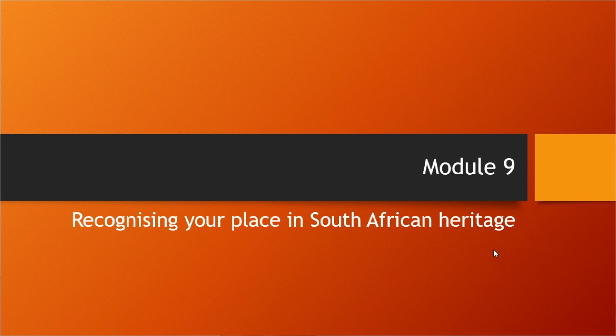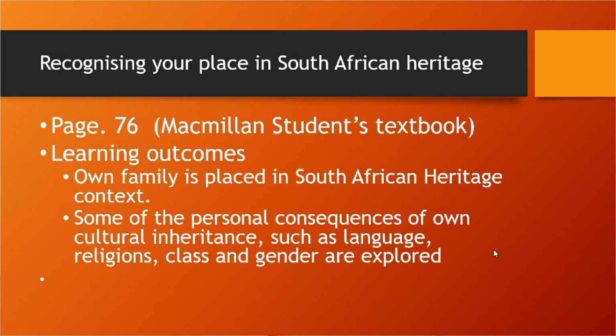Finally, we're going to look at Module 9, which talks about recognizing your place in a South African heritage context. We are now on page 76. At the end of this module, you should be able to identify your own family's place in the South African heritage context. You need to be acquainted with some of the personal consequences of your own cultural inheritance, such as language, religion, class, gender, you name them.